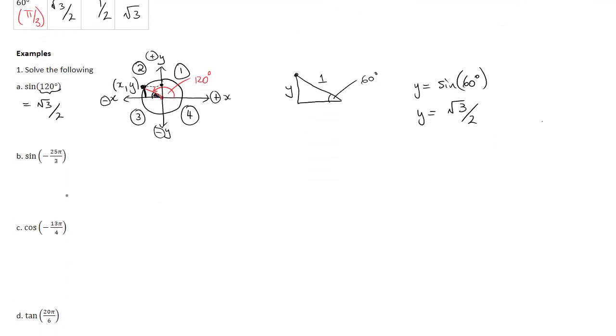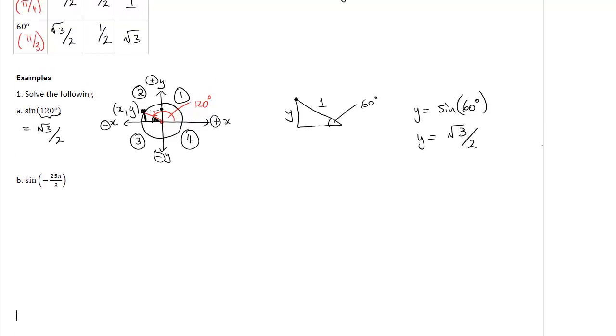Okay, so let's have a look at the next question. I'm just going to make some space. The next question looks at sine of minus 25 pi over 3. I'll try to make this a bit bigger. So, 25 pi over 3, and you're going negative, so you're going that way. Not 250. 25 pi over 3.